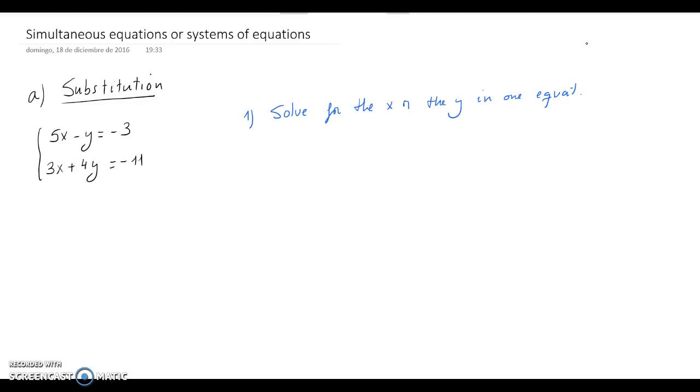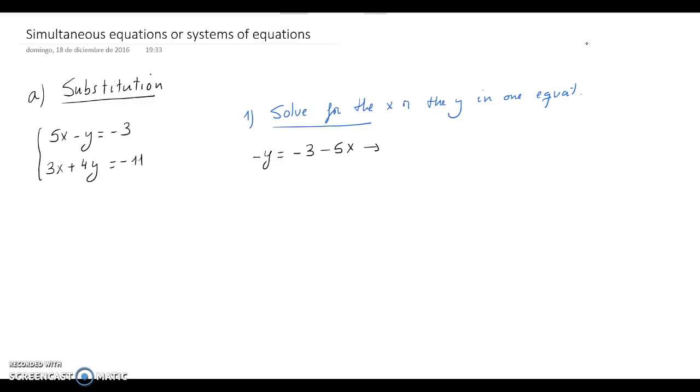It means that I have to isolate. This is the same as solve for the x or the y. So I'm going to solve for the x or the y in the first equation or in the second equation. To do this, I have to look for the easiest variable, the easiest letter for me to solve for. I think it's in the first equation, the y. So I'm going to have minus y equals minus 3 minus 5x.